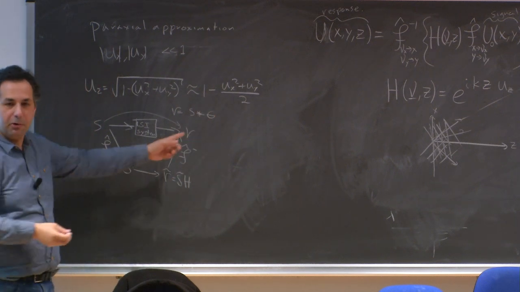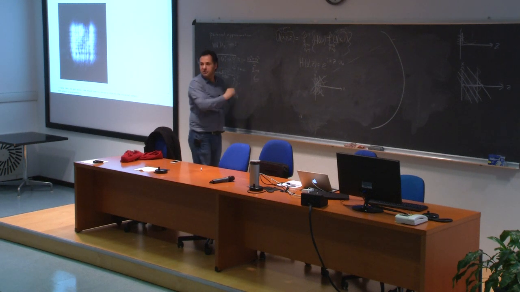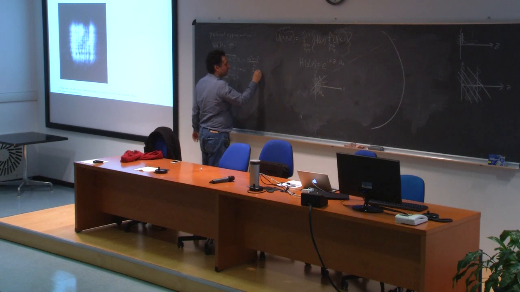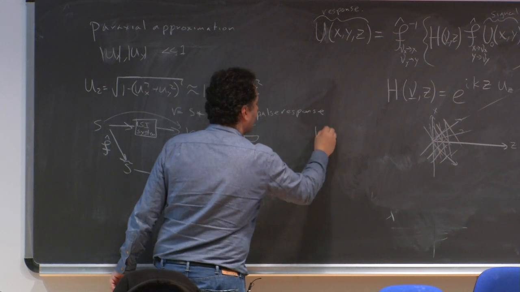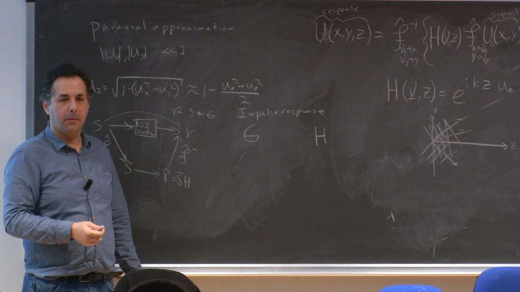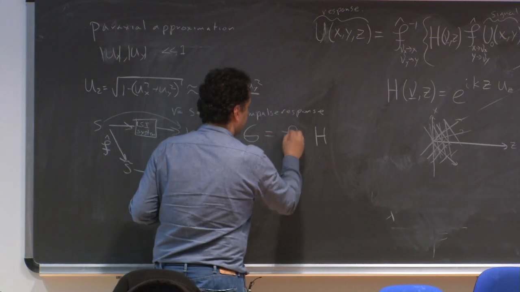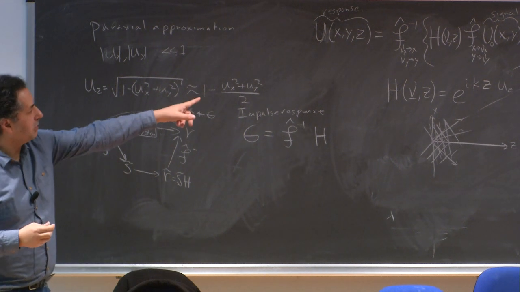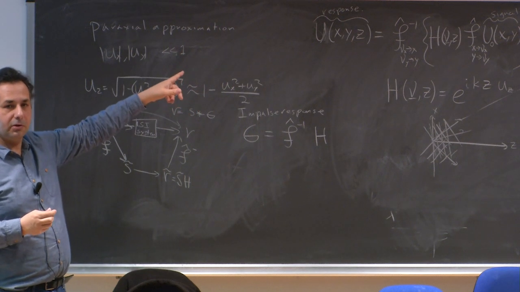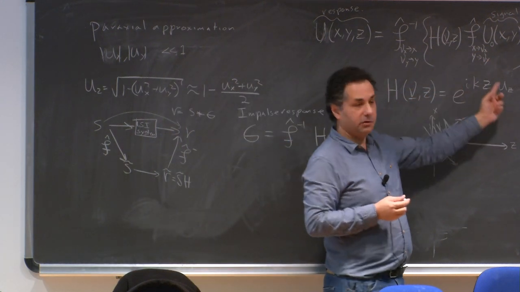So I can say that the response is the convolution of the signal with a point spread function, where the point spread function is the impulse response. Sorry, I'm getting ahead of myself. The impulse response is related how to the transfer function? It's the inverse Fourier transform of the transfer function. Well, the same must be true here. The impulse response is the inverse Fourier transform of this transfer function.